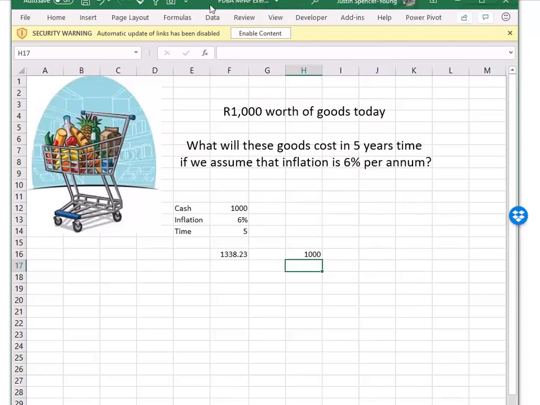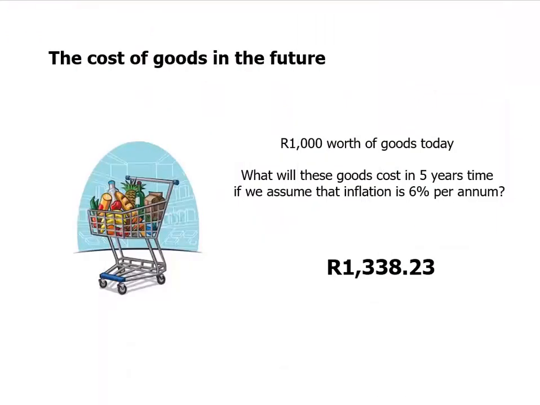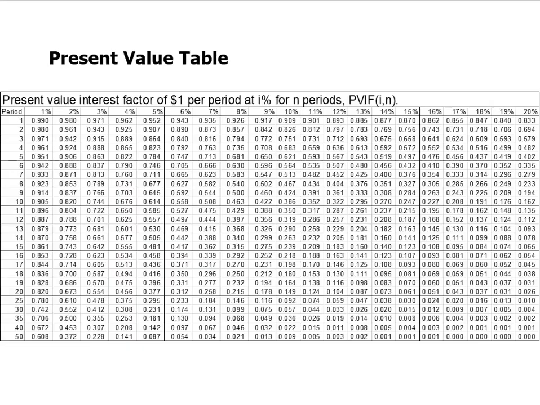We may choose not to use the formula. We might decide to use a present value table, where they provide us with some data that we might use to simplify the calculation. So let's see what's going on here.